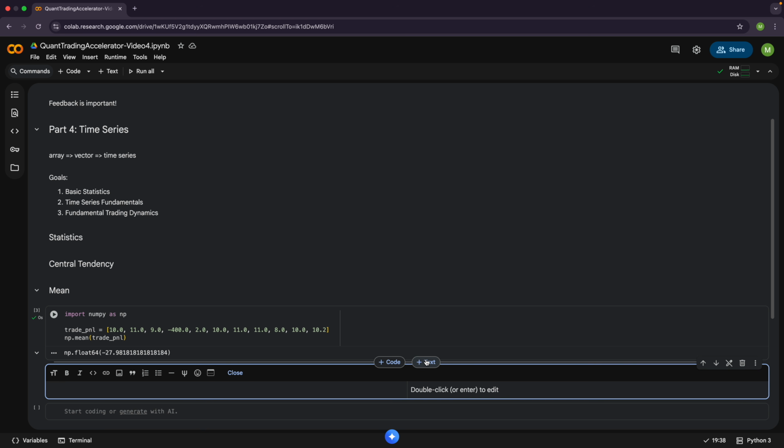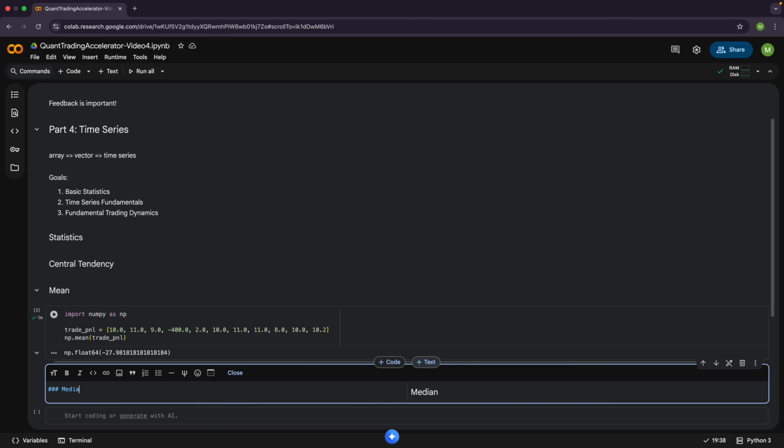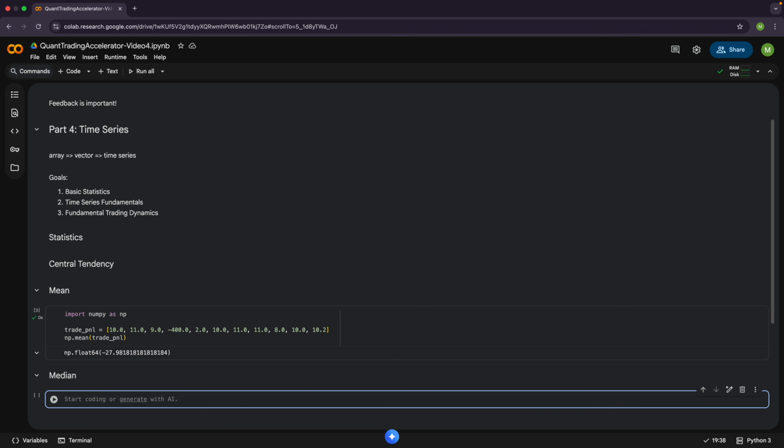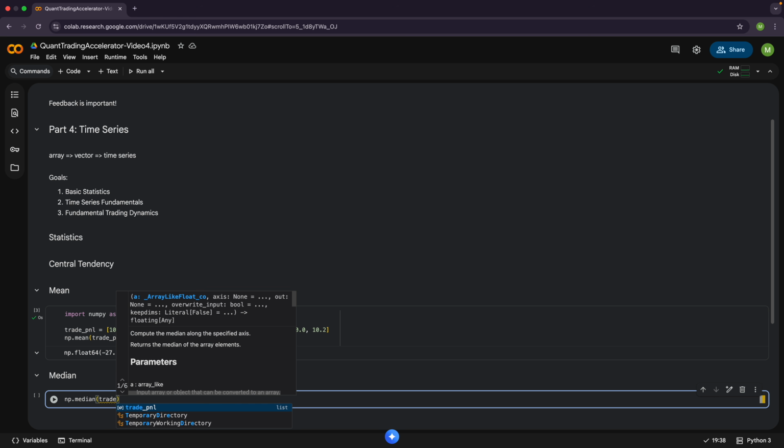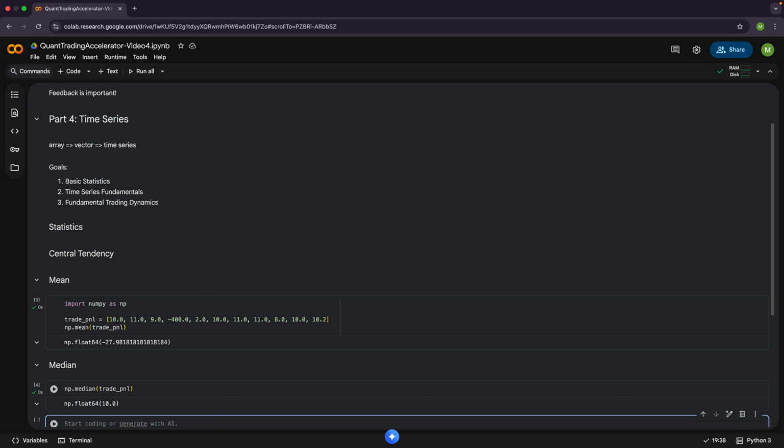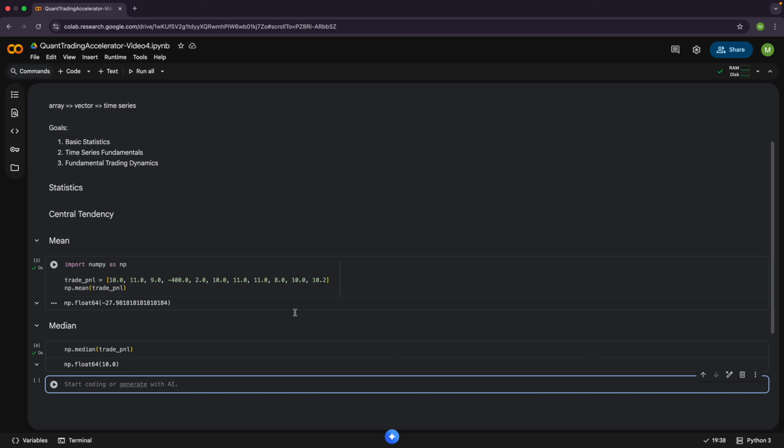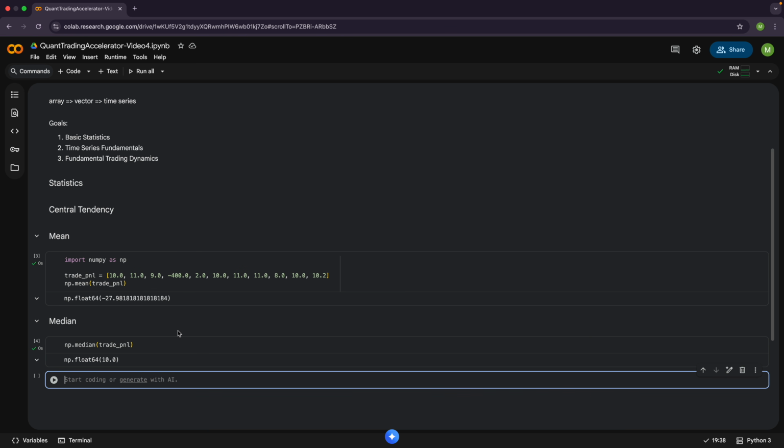Now we're going to look at another measure of central tendency, which is the median. This basically looks like, okay, what's the middle number essentially? Let's look at the code for this. If we just use NumPy to calculate the median for trade P&L, you can see here, this is why I chose this, the median is a positive number, but the mean is a negative number.